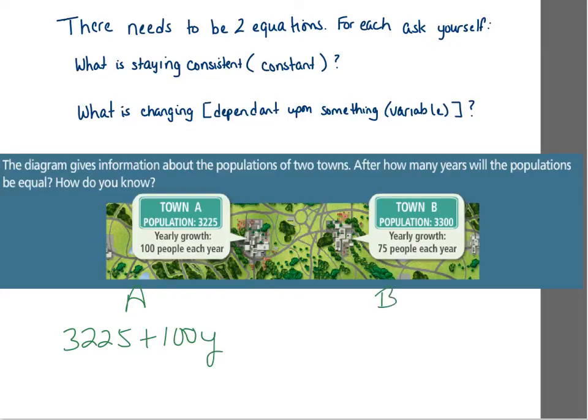In town B, we have a constant of 3,300, and our variable is 75 because that depends on the year as well. And we want to know when they're equal. Now we can take a look at this and hopefully solve it to determine how many years it will take for them to be equal.